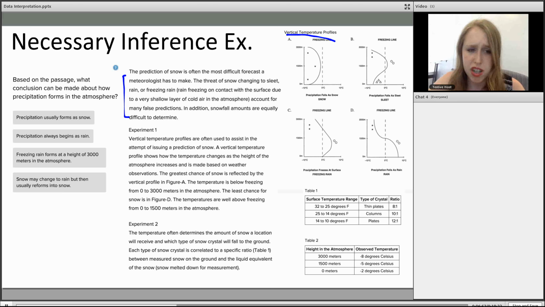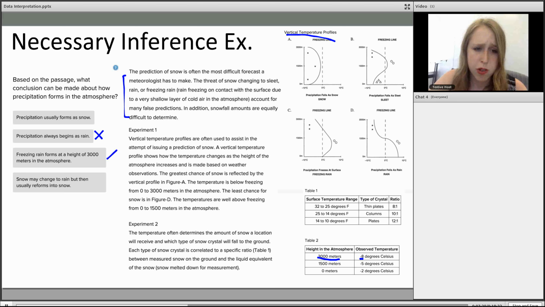Choice 2 tells us precipitation always begins as rain. That's blatantly false given those charts. So we know that can't be true, so let's just get rid of that. Choice 3 tells us freezing rain forms at a height of 3,000 meters in the atmosphere. We don't know that. We see 3,000 meters in table 2, and we know that it correlates to an observed temperature of -8 degrees Celsius, but we don't know if that means freezing rain. We can't make that assumption.